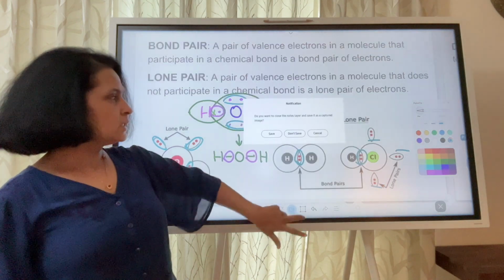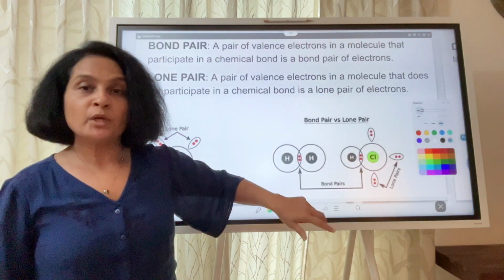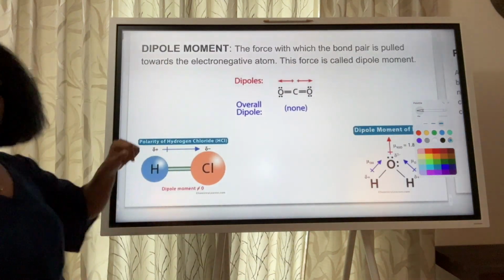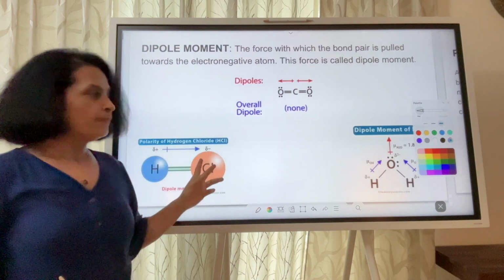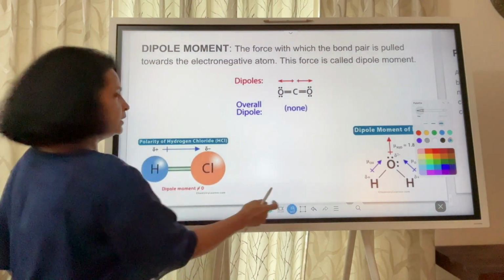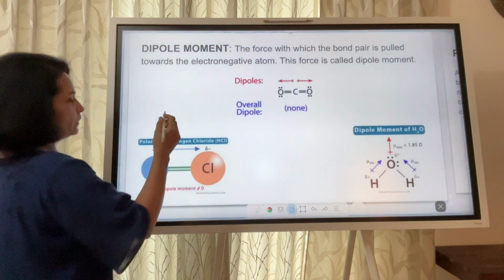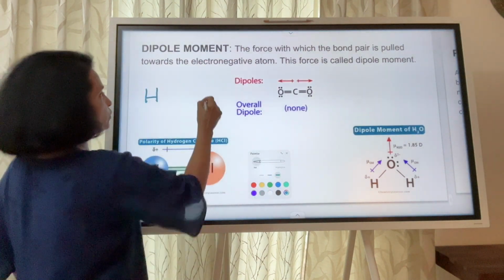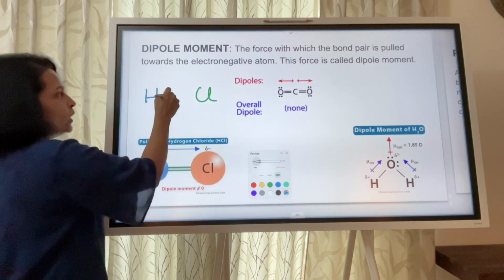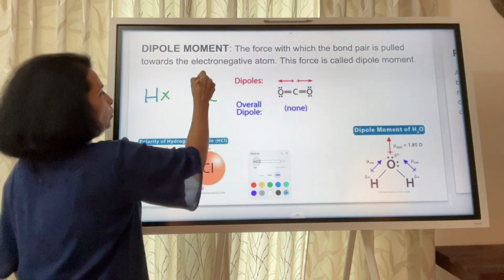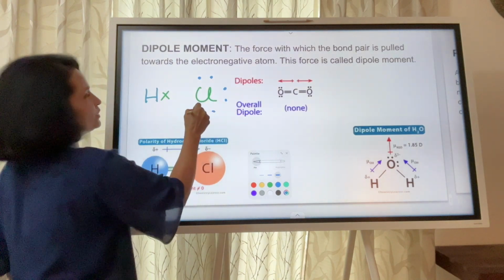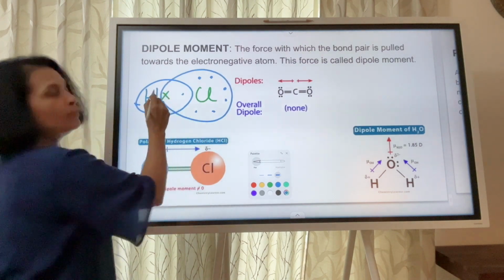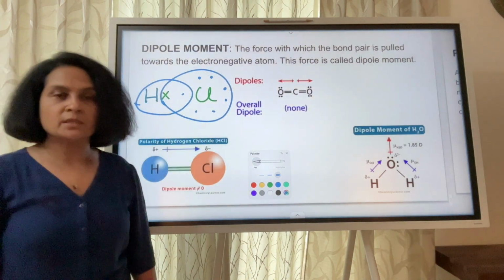Now what we will try and understand here is how they contribute to the polarity of the molecule. Let's take a look at this. So we have an example of hydrogen chloride here. Hydrogen chloride has 1 hydrogen atom and 1 chlorine atom. Correct? 1 valence electron and we have 1, 2, 3, 4, 5, 6, 7 valence electrons. So what has happened? We have 1 bond pair of electrons existing between hydrogen and chlorine.